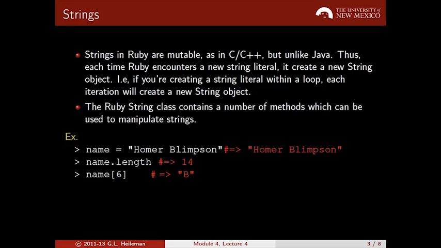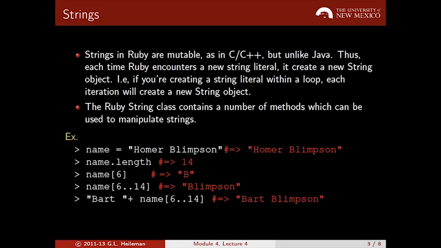So the 6th position, you count 0, it's actually the 7th, right? So by indexing into the 6th position starting at 0, you'll end up at the 7th position of the string, which is a B. And you can actually get at substrings as well by doing name, in this case the string, and then 6..14 gets the portion of the string between the 7th and the 15th spot.